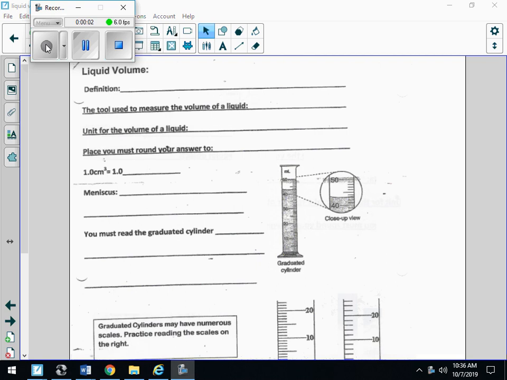The volume of a liquid. There's a different procedure. Liquids are different than solids. Solids have definite shapes. How is a liquid different than a solid as far as its shape is concerned? Isabella?